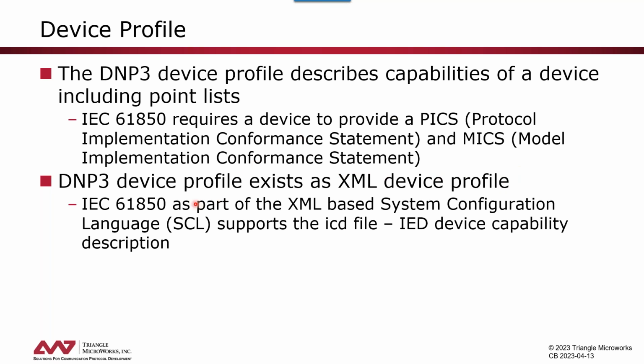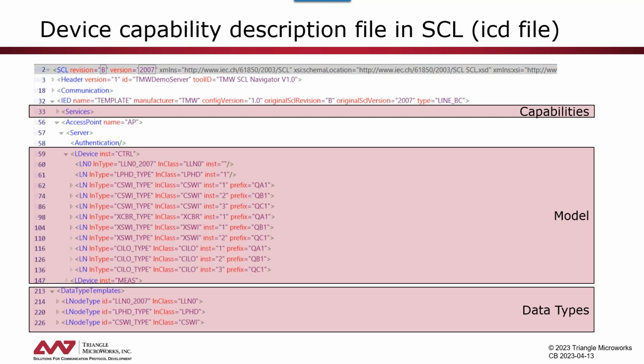In a similar way, in IEC 61850, as part of our system configuration language, or SCL, we support the ICD file, which is called IED capability description. How does this look? An ICD file, we basically see here, it's an extract, and that will be a topic that we discuss further in the second webinar of this series. But we have a service section which provides the capabilities, and then we have a data model section which provides our information model, the data model, and we have a template section where we have the data types that we are using in that device.